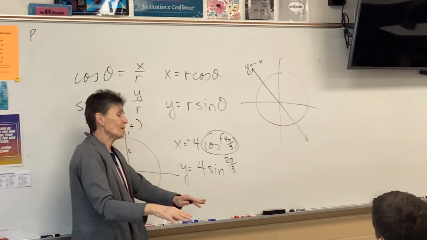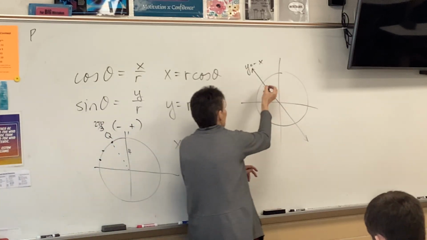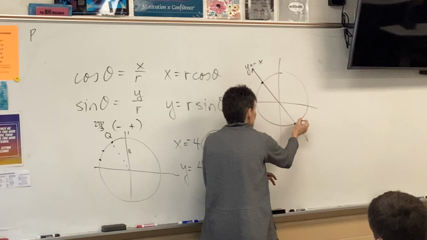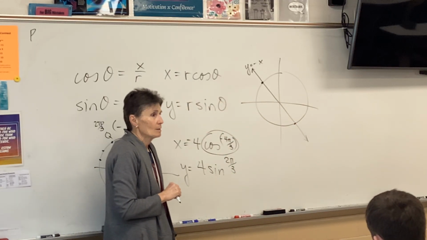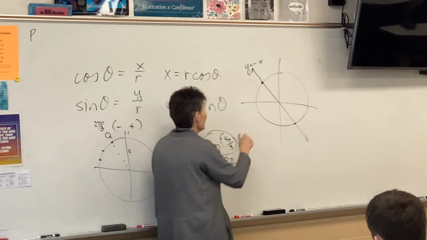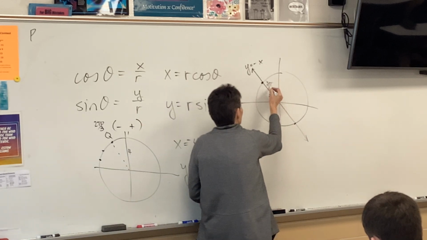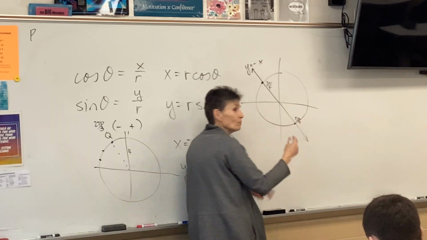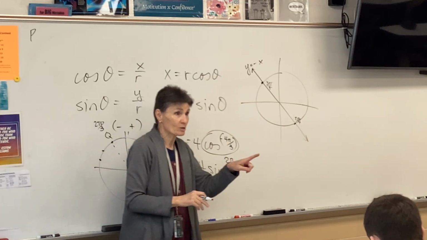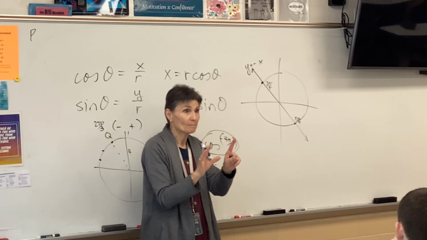Before we go any farther, I don't even know what the question's asking. Can you tell me anything about these two angles? What are those two angles? 3 pi over 4 and 7 pi over 4. So I don't know whether I'll need that or not, but that's unit circle practice. Got it? Okay.